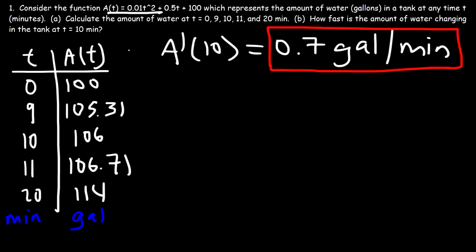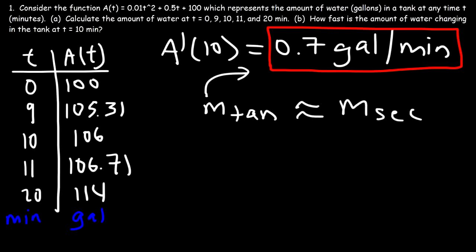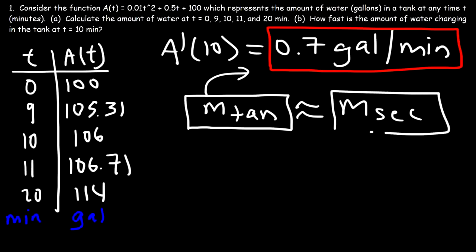Now, if we were to graph the original function, this value will represent the slope of the tangent line. But how do we know if our answer is correct? Well, one way to determine that is to approximate the slope of the tangent line using the slope of the secant line. Now, it's important to understand that the slope of the tangent line represents the instantaneous rate of change. It's the rate of change exactly when t is 10. That's at 1 point. The slope of the secant line represents the average rate of change, which you can calculate using 2 points.